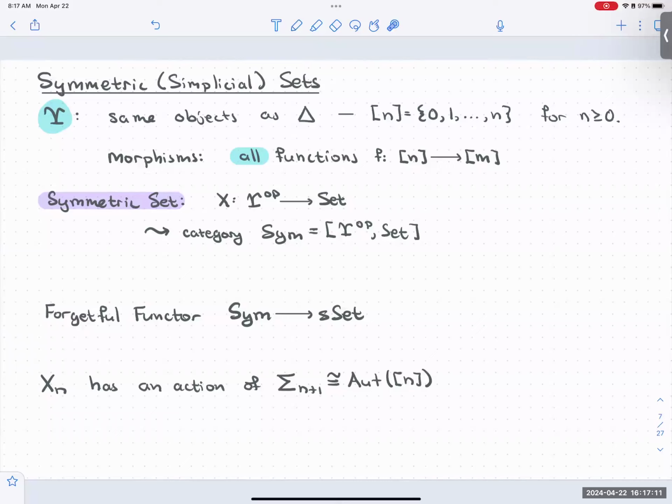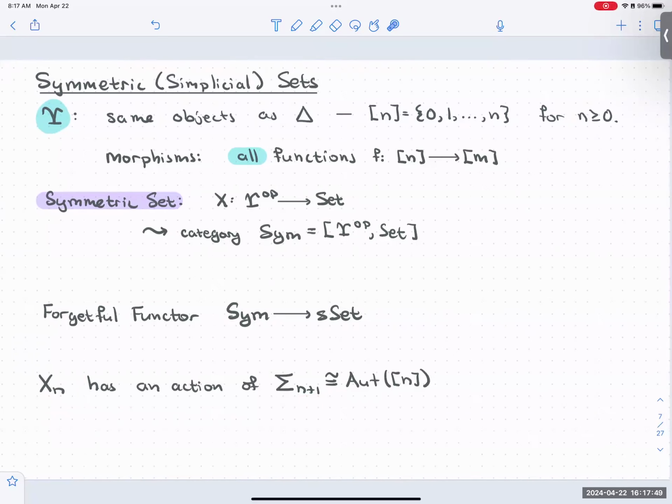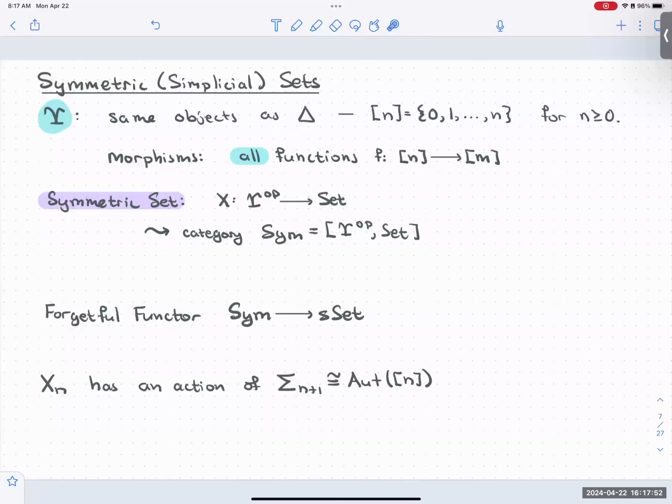In particular, the symmetric name is coming from the fact that the set xn has an action of the symmetric group on n+1 letters, because that's the automorphism group of bracket n. Okay. So these can go wherever they like. That's exactly sigma n+1. Okay. Now, questions on this slide? Or good so far? Okay.